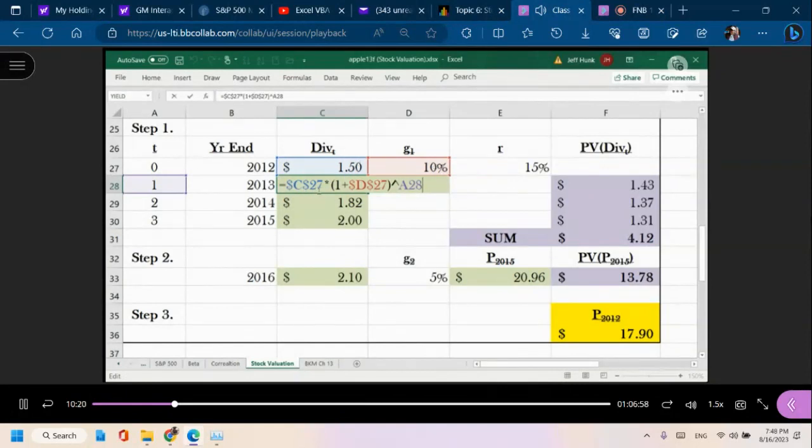So what I did was C27 is this, right? I lock it because I'm going to drag it down, and then D27 is the growth rate. I lock it, right? So I can drag it down, and then raise to the time's digit, right? And then I drag it down. It generates the future dividends for the next 3 years.